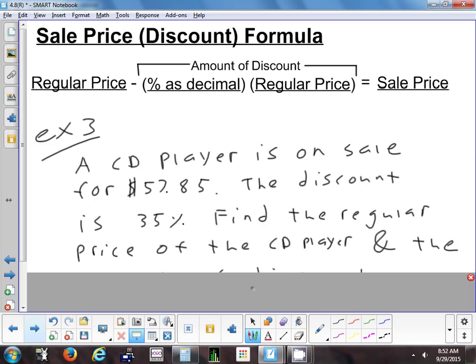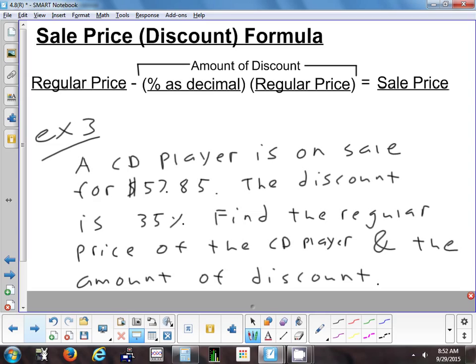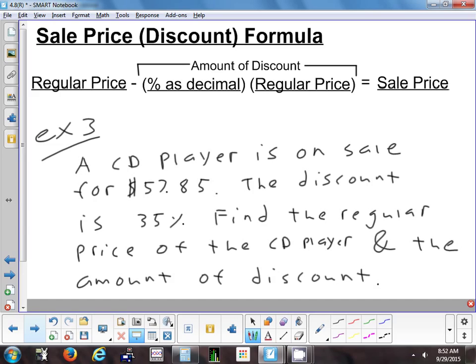All right, it says a CD player. It's on sale for $57.85. Okay, the discount is 35%. So this is the price you're paying after the discount. Okay, they've already taken the money off. I want to know what the price would be before the discount.